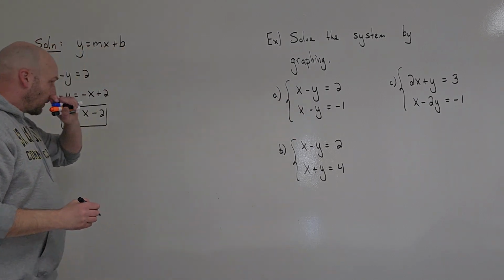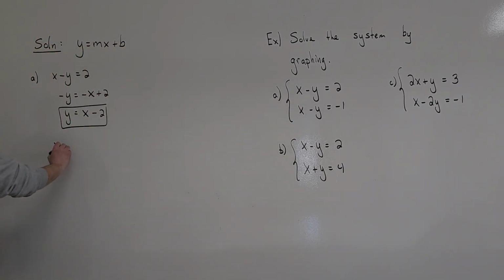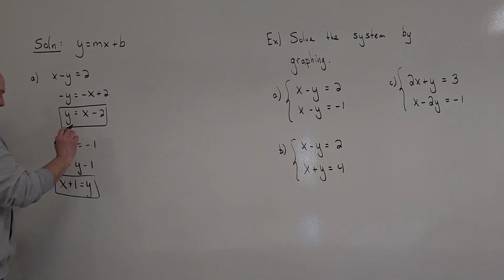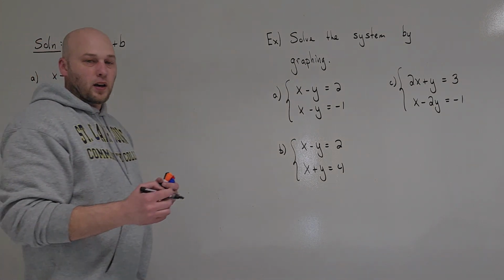Same thing with the second equation. x minus y is equal to negative 1. Let's do this one slightly differently just so you see a variation. I've got negative y. I'd like to end up with a positive y. So let's add y to the other side, giving me x is equal to y minus 1. And then I can add 1 over here, giving x plus 1 is equal to y. And I've got y isolated. Therefore, I've got my system of equations in the form for which I can graph it.